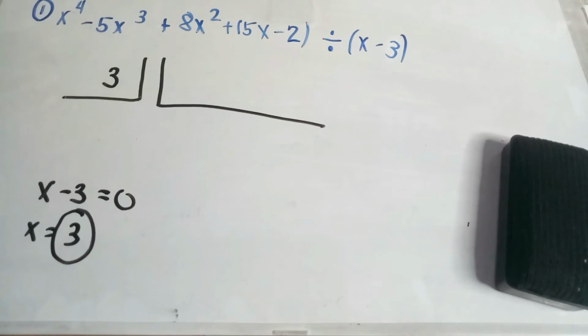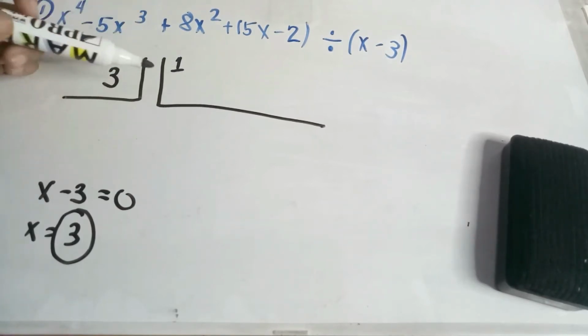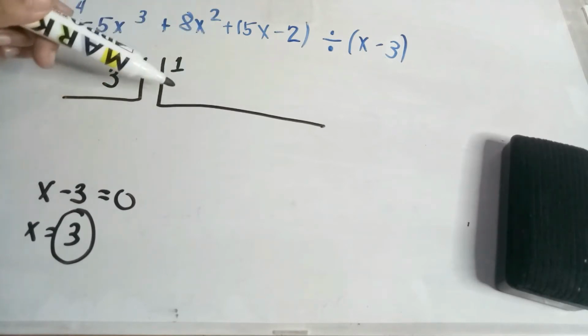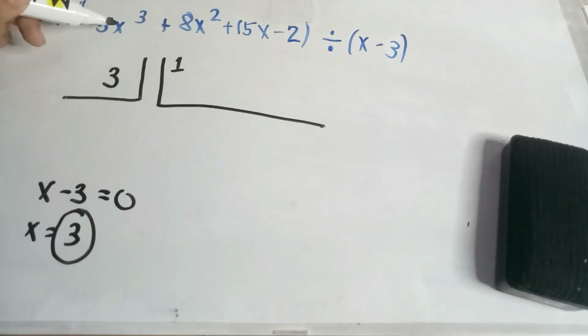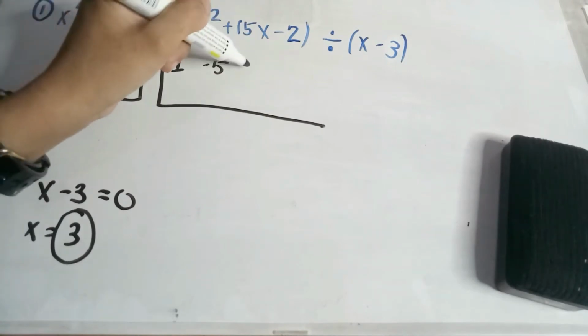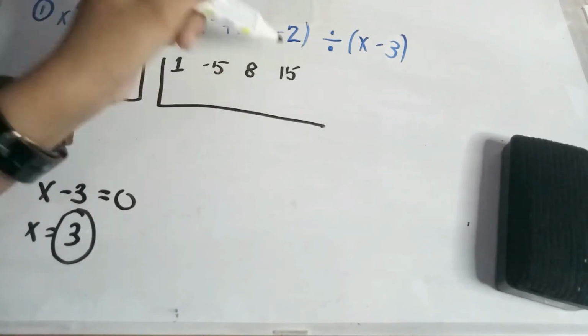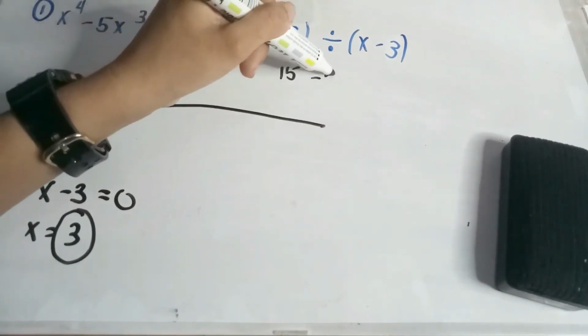Then the other step is to write the numerical coefficient of each term. The numerical coefficient of x raised to 4 is 1. Put it at the upper part because you will write on the lower part later. Then the next, for the cube, is negative 5. The next is positive 8. Then positive 15. And then last is negative 2.